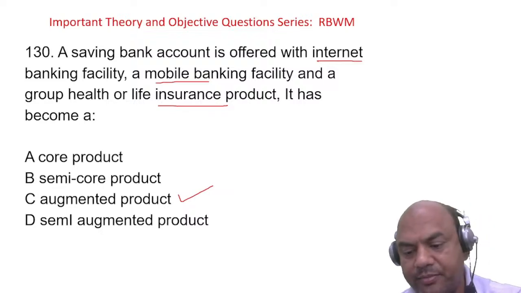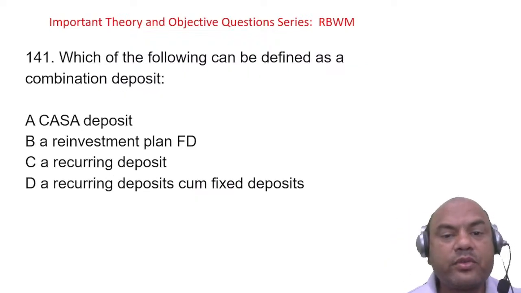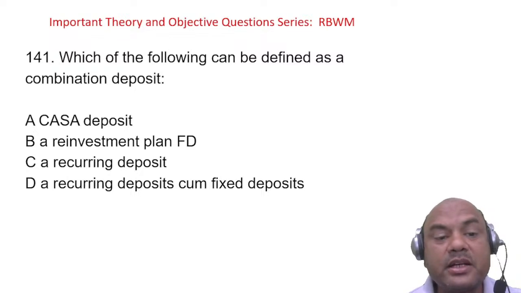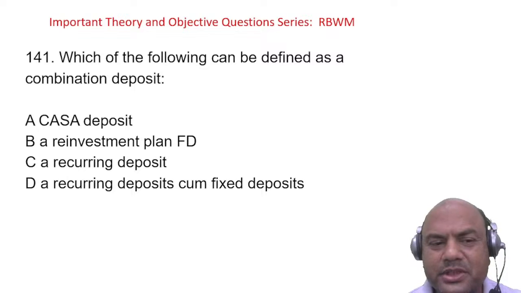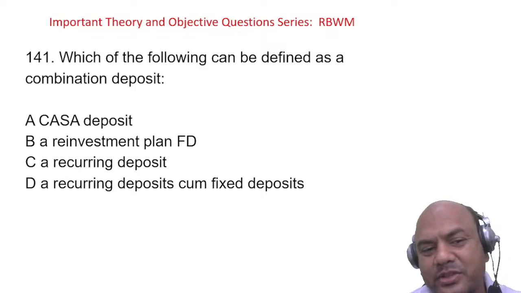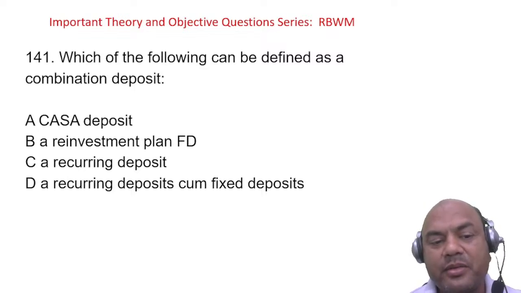One second. Yeah. Which of the following can be defined as a combination deposit? Now this is again the sort of that only. Combination deposit, CASA deposit means augmented sort. A reinvestment FD. A recurring deposit. A recurring deposit cum fixed deposit. What is all this?